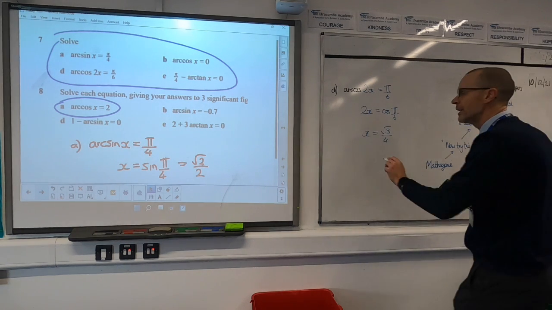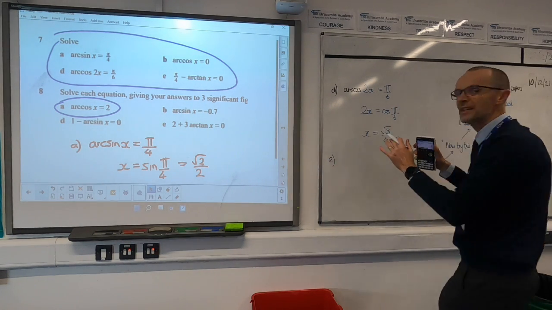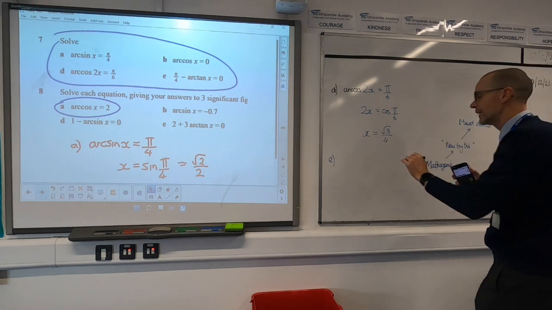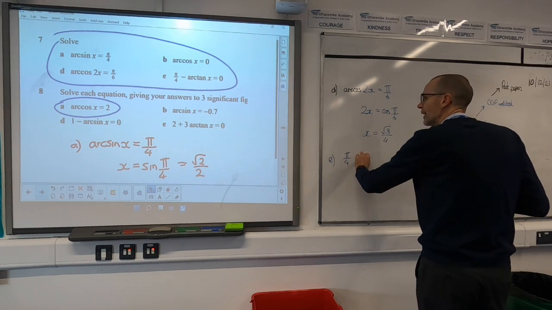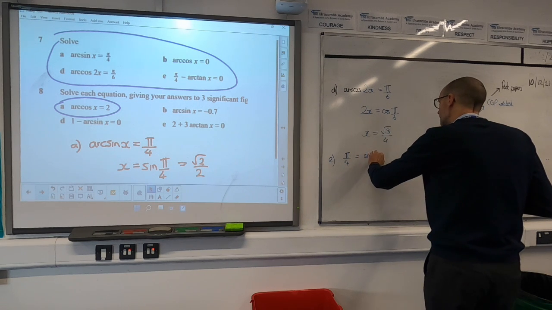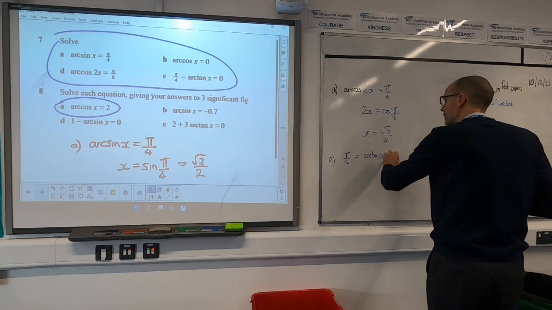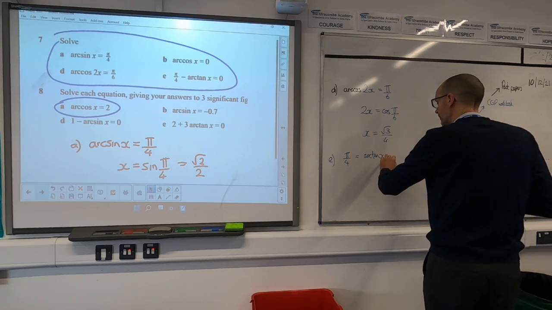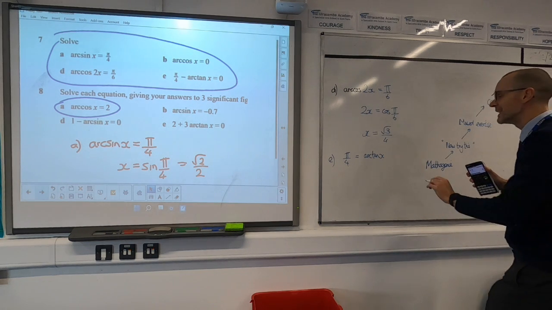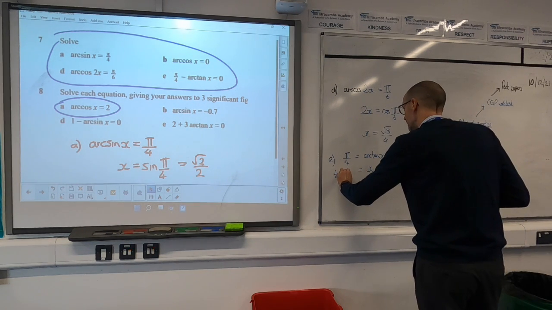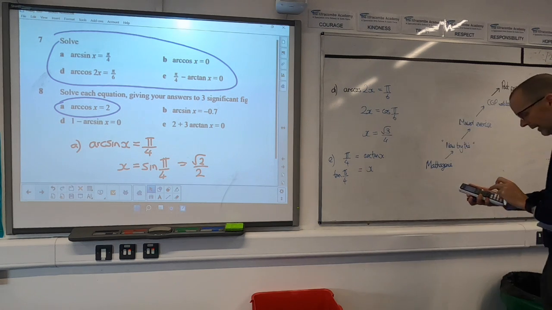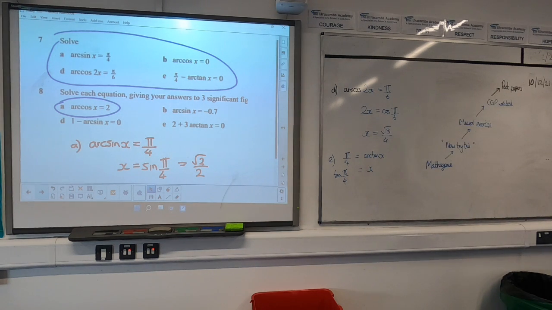And with e, before doing anything, I need to get the, in this case, arctan on its own, just like when we were using e of x or ln of x, we got that on its own, so I add that to both sides. I then tan both sides. And the tan of pi over 4, that's 1.